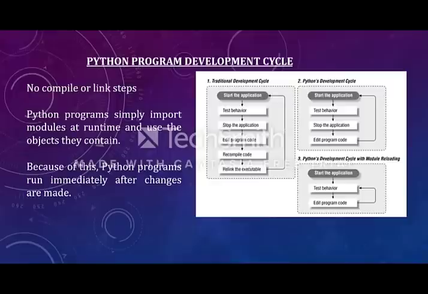Directly we can use those library files in my program. And the next one is, Python programs run immediately after changes are made. That's what I have been continuously telling while explaining this program development cycle. No need to compile the programs. Whenever you make any modifications to the code, it will be directly reflected and we can observe the changes in the output. So this is about the Python program development lifecycle.